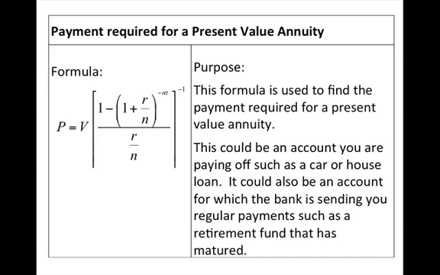This formula is used when the payment is required for a present value annuity. If I'm looking for that payment amount, or if I'm looking for that withdrawal amount. If I don't want to know the amount in the account, the total amount, if I'm given that amount and I'm looking for the payments. So this could be an account you are paying off, such as a car or a home loan, or it could be an account which the bank is sending you regular payments, such as a retirement fund.